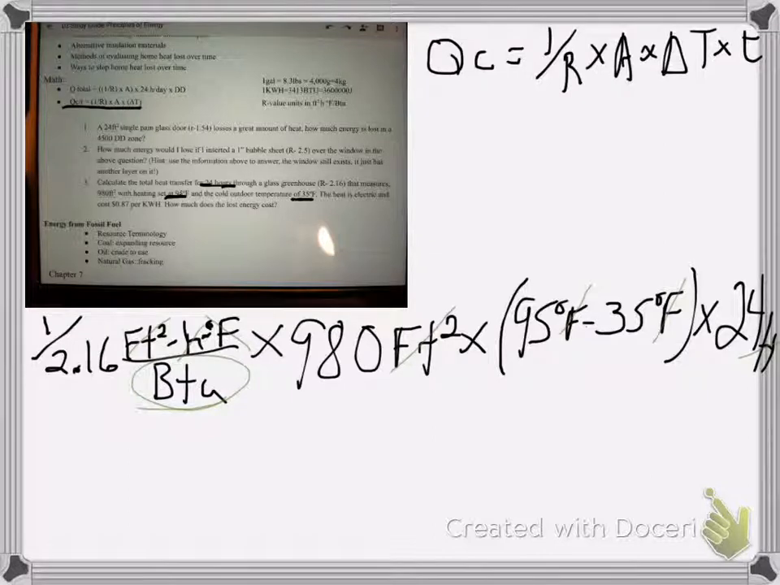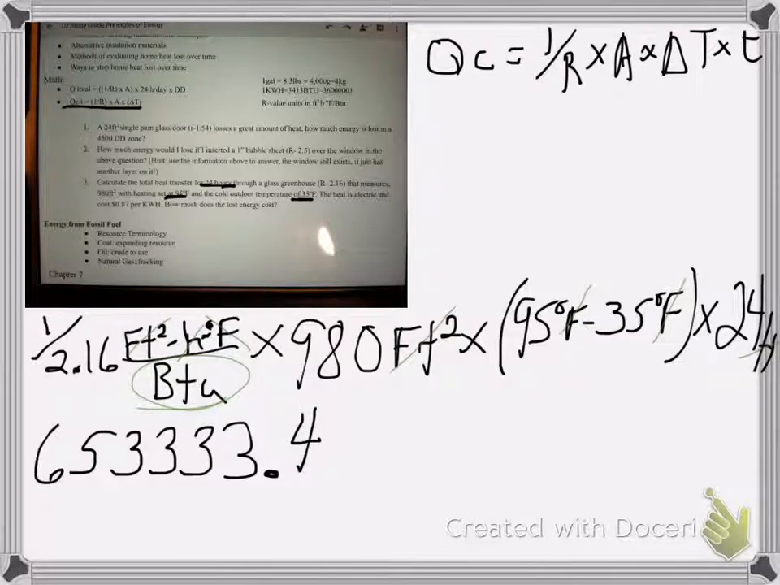So first step would be 1 divided by 2.16. And then I'm going to times that by 980, times that by my 60 degrees, times my 24 hours. And the answer that I get is 65333, and then it's 3 repeating some more, so I'm going to round up to 4 BTUs. All right, so that's part 1.